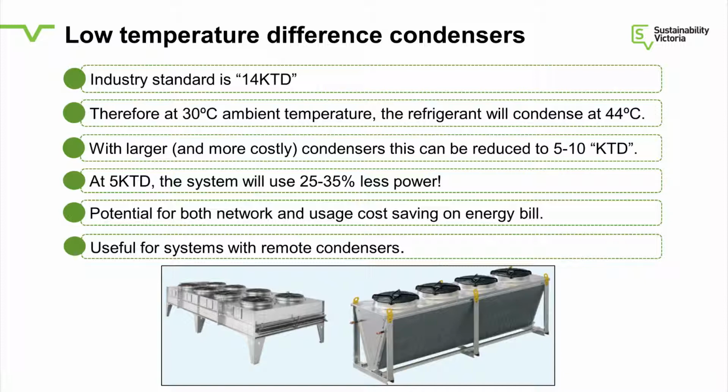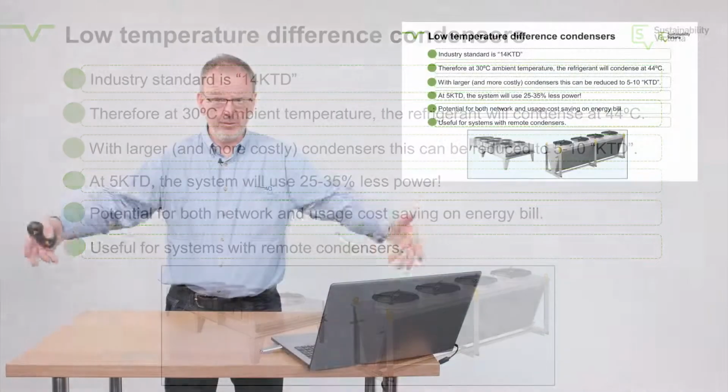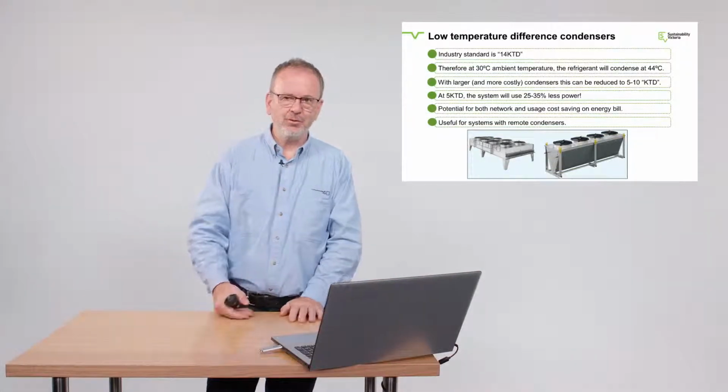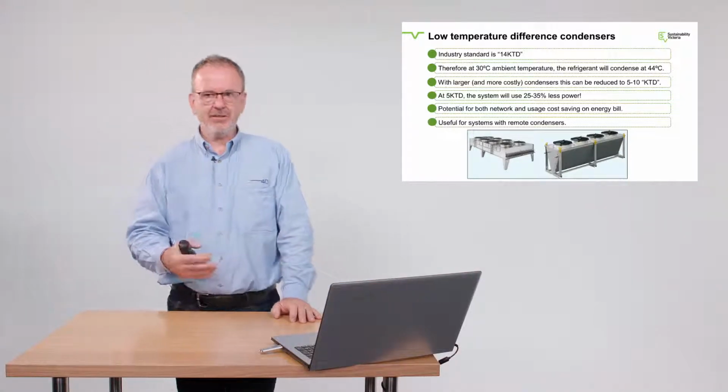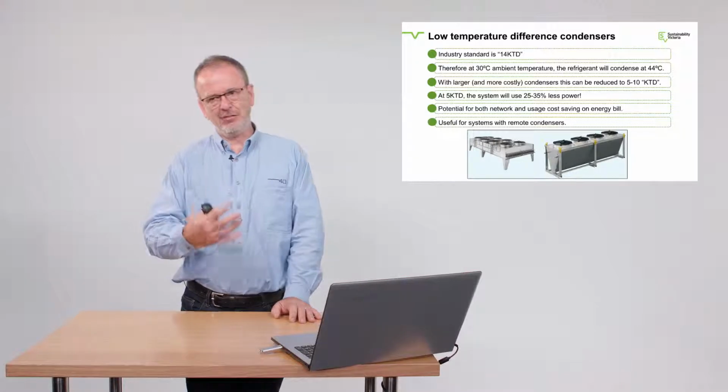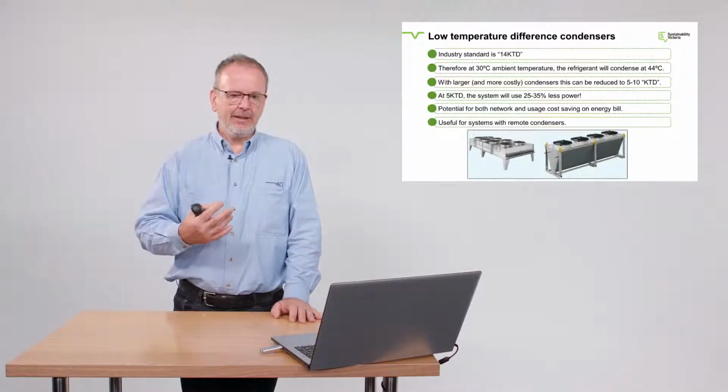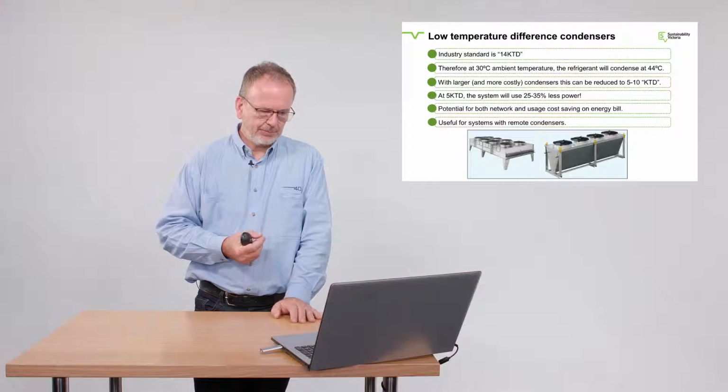A 7K TD condenser is exactly twice the size of a 14K TD and therefore exactly twice the price. But it's always a good solution. If you are stuck with a 14K TD condenser, there's not much you can do because you don't want to go and replace the condenser. You could then look at the adiabatic option.